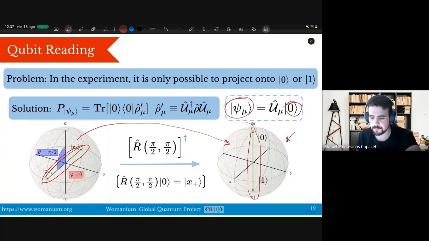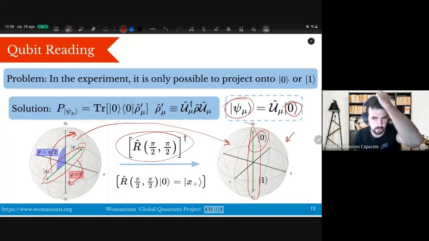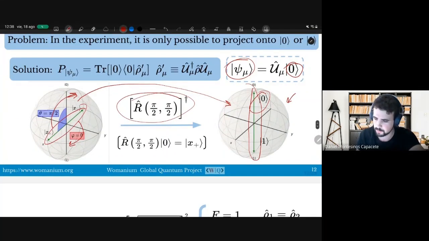So if I want to measure the probability to be in either x plus or x minus, I just rotate the system using the corresponding operation, and then I measure normally in my 0 and 1 state. That would correspond to the probability to be in either x plus or x minus. That's the trick, and we can do this for any other vector. This is just an example for deeper understanding.